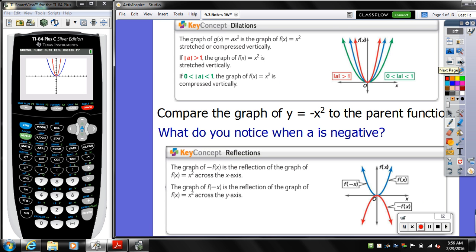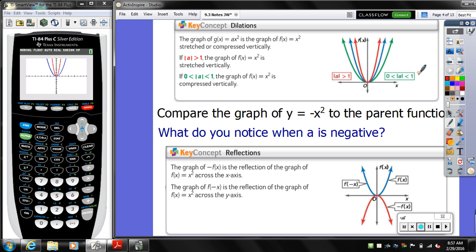Okay, so you'll notice there is a summary of what we just did at the top of this page. The red line is when a is greater than 1, and then the green line is when the absolute value of a is between 0 and 1. Notice it says the absolute value of a, because it can't be negative right now. We're not talking about negative numbers. So if it's anywhere from 0 to 1, but not including 0 and 1, it is going to be wider than that parent function.